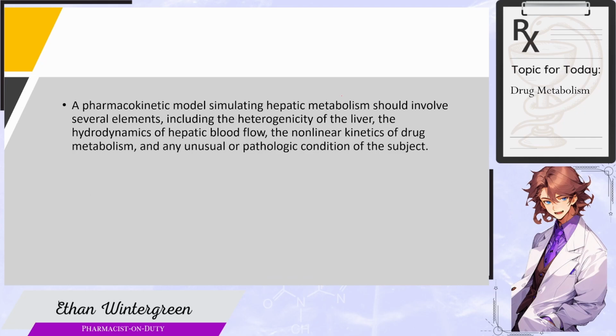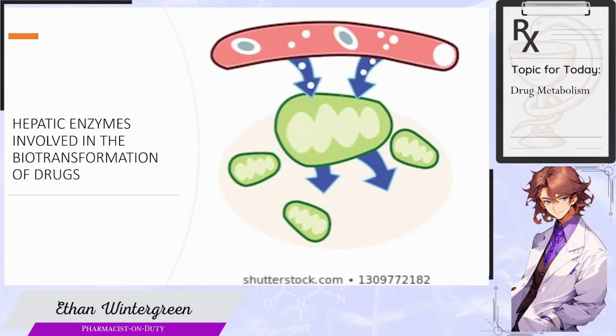Okay. We need to take into consideration the liver's condition when creating our pharmacokinetic models. And a good pharmacokinetic model should include the heterogeneity of the liver, the dynamics of blood flow, and the nonlinear kinetics of drug metabolism. Okay. Moving on to our hepatic enzymes.